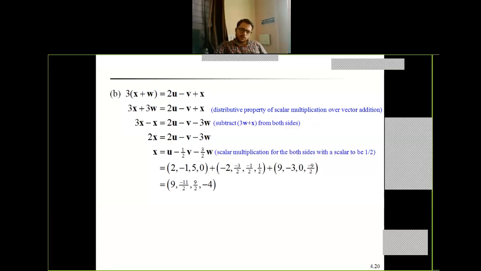So 2x equals 2u minus v minus 3w, and if we want to find x, then we have to divide both sides by 2. So x equals u minus half v minus 3 by 2 w, and using the u, v and w values given in the example, we can find the value of vector x. Why have we seen this example very quickly? Because we need to be aware of how vector addition and scalar multiplication are performed on any given vector, okay.